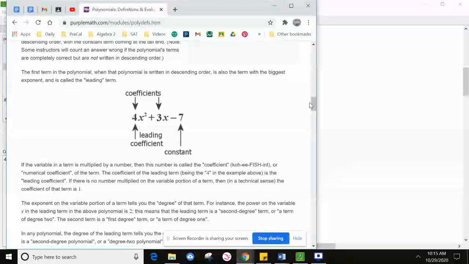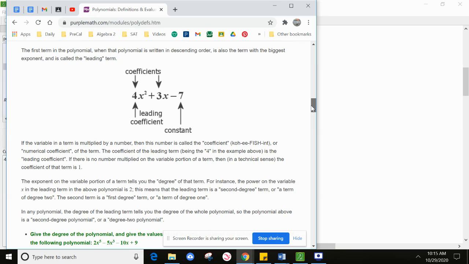Other things we need to know are what coefficients are and what a leading coefficient is. Notice that this is in standard form: highest exponent comes first, then the next lowest, and then finally the constant. When you write a polynomial in standard form, the leading coefficient is the number on the term with the highest exponent. So 4x squared is the leading term, and the leading coefficient would be 4. If you're asking for the leading coefficient, that's what that means.